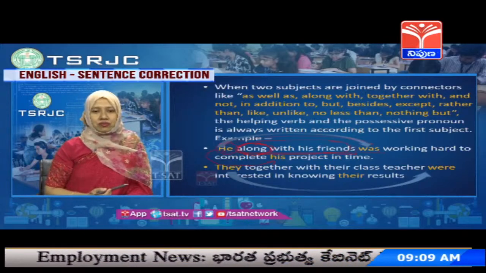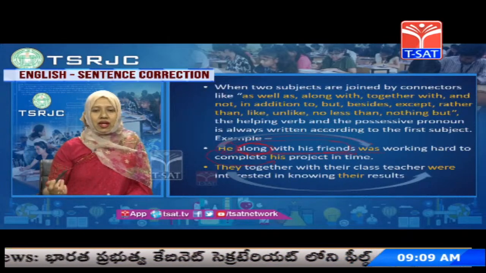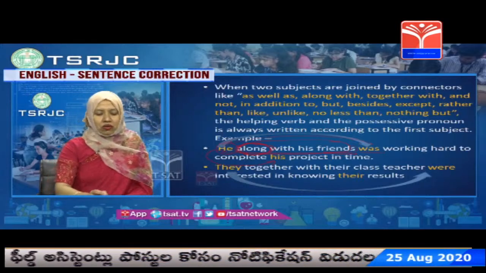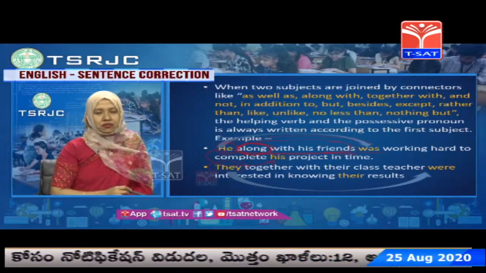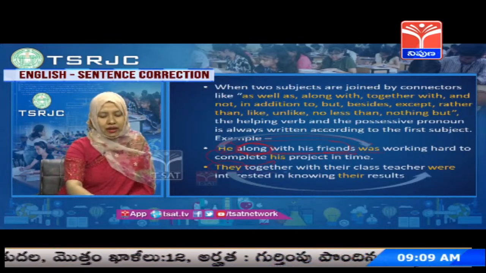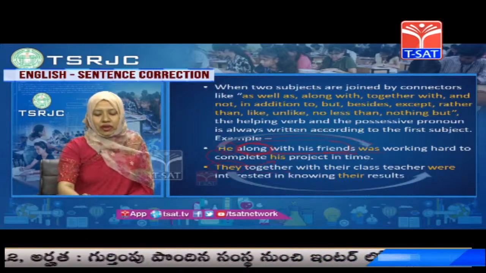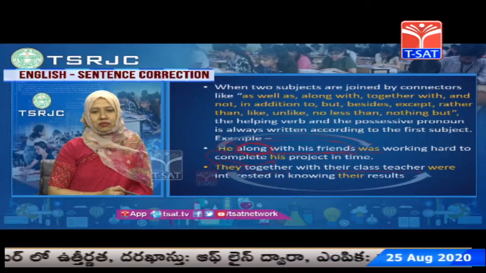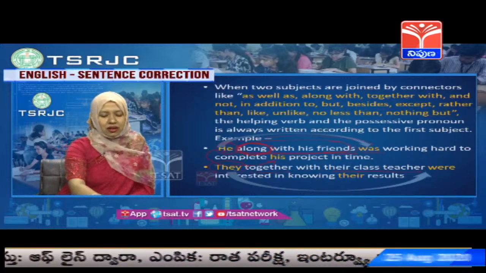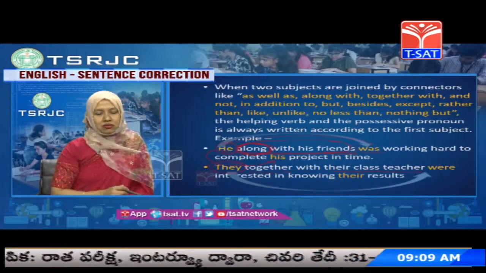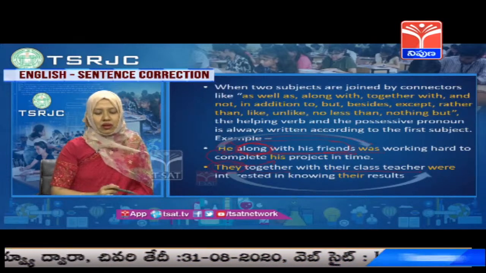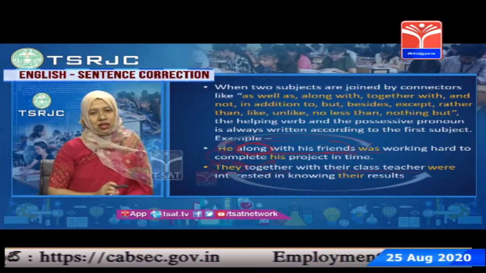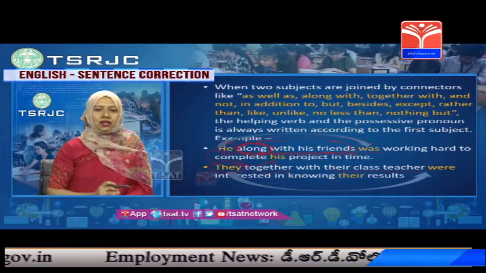Another example. They together with their class teacher were interested in knowing their results. Now they is one subject, together with is the connector in this example, and their class teacher is the second subject. Now how many subjects are there? Plural subject, many. They refers to many. Here the teacher also is there, so including many students, the class teacher also. So it's a plural subject.